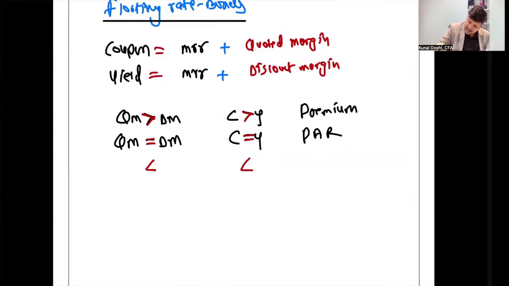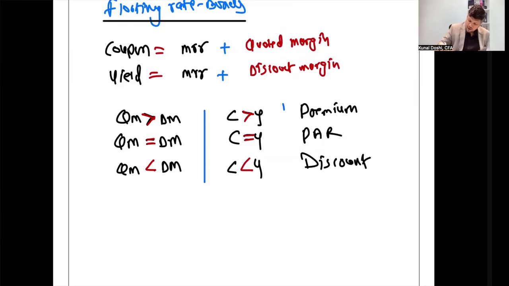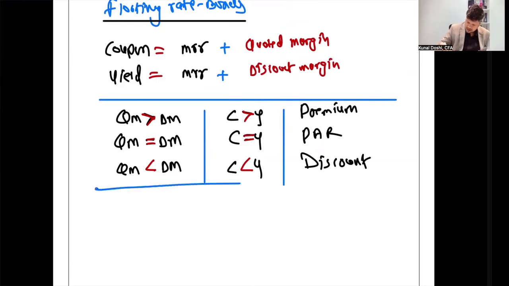And if the yield is more than coupon, when will this happen? When the quoted margin is below the discount margin. So the yield is higher. In this case, the bond will be at discount. This is an extra thing that we did in the class, right? Not everything is in the formula, but don't worry, everything is in my notes.